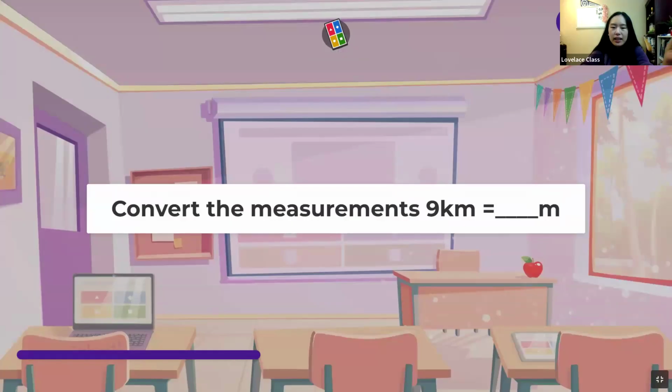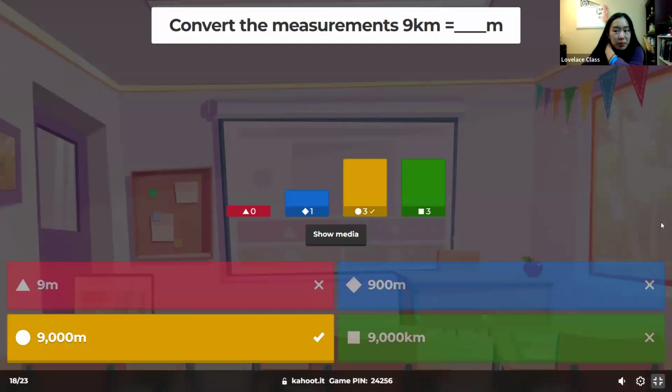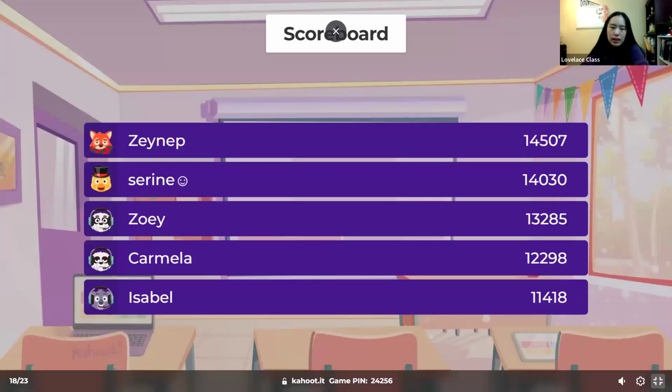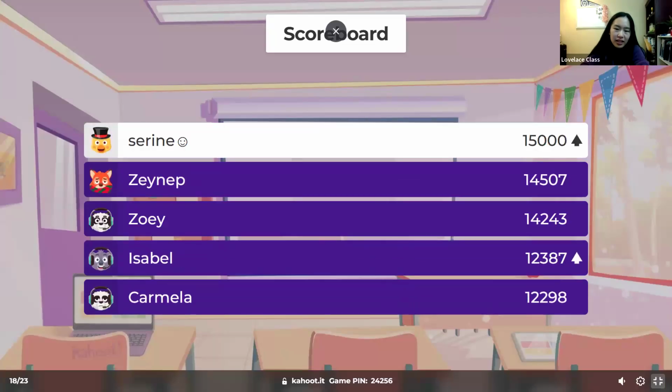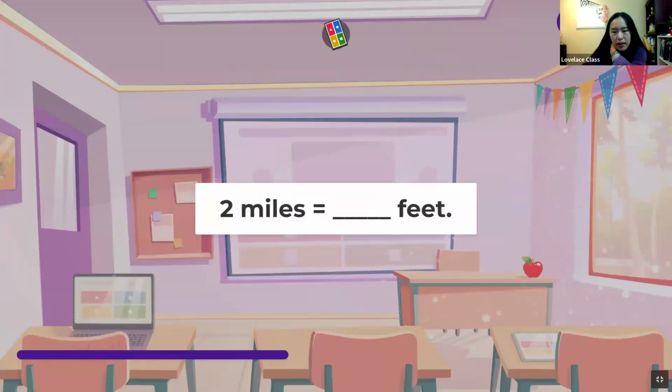Okay, this is your diagram to show you: 1 kilometer is 1,000 meters. So check your units as well. Okay, good job. You guys did a really good job. I think some of you might have just clicked a little too quickly. But yeah, check your units. It's meters, not kilometers. So 9 kilometers is 9,000 meters, multiplied by 1,000. Okay, that was a major shift in the scoreboard. It's okay. You guys have one more question to catch up.